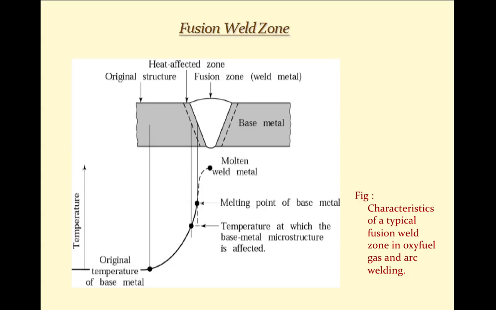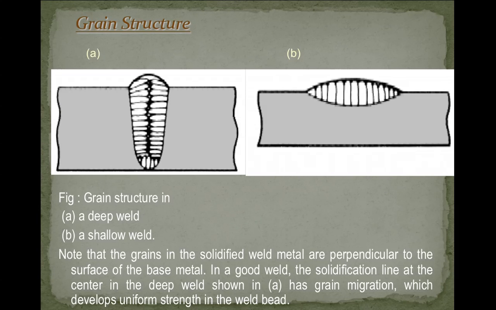Also we can see the temperature difference, that is, from the original parent base metal at atmospheric temperature to the welding point, that is the midpoint of the weld, where the maximum temperature is, and uniformly the temperature is reduced to atmospheric at the parent metal. You can see the grain growth is always parallel to the direction of heat transfer.